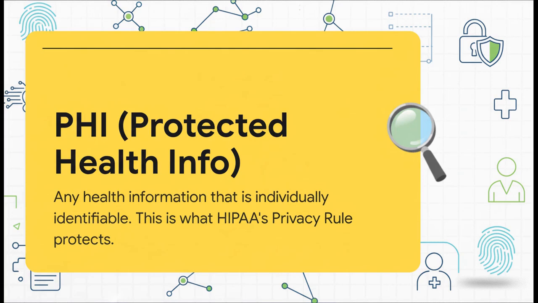And that brings us to the star of the show, PHI, or Protected Health Information. This is the stuff HIPAA is designed to protect. And the magic word you have to remember is identifiable. Think of it this way. If a piece of health info has a name tag on it, if you can trace it back to a specific person, then boom, it's PHI and it's protected.